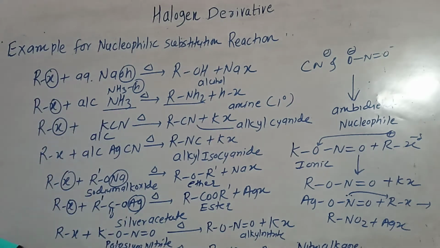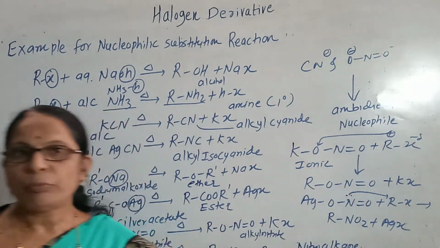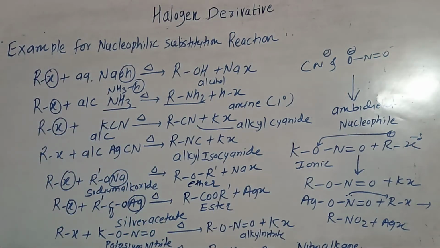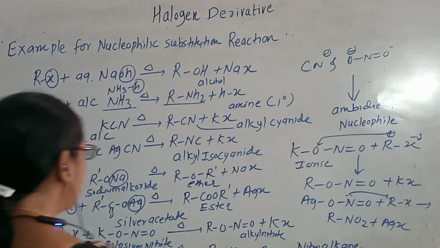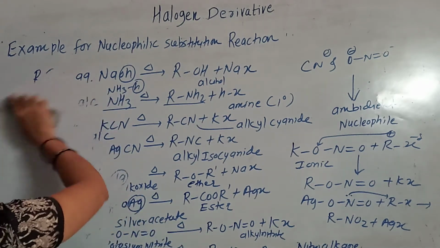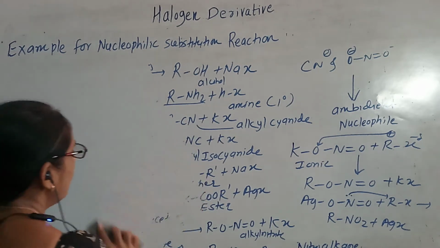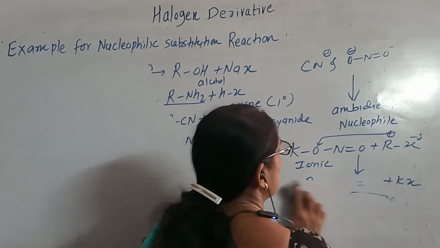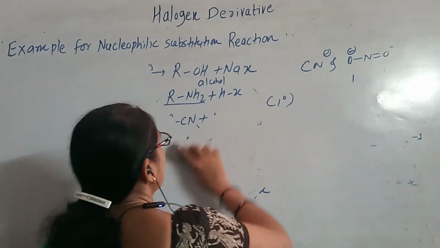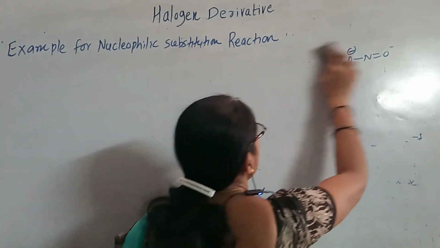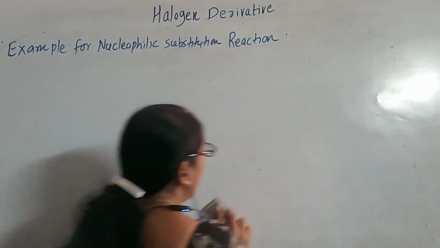So cyanide and nitrite are ambident nucleophiles, and they can attack through the carbon or nitrogen in the case of cyanide, and in the case of nitrite through the nitrogen or oxygen, depending upon the type of reaction, whether the reaction is ionic or covalent. So these are the common and simple nucleophilic substitution reactions that occur in haloalkanes.